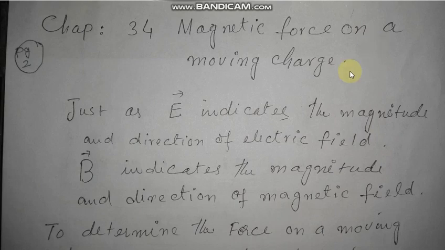Another thing which we must keep in mind before deriving the equation for this magnetic force acting on a charged particle is that whenever we are talking about the magnetic field, we will talk about B. This is the letter which indicates the magnitude and direction of the magnetic field, just as E was used to indicate the magnitude and direction of the electric field.